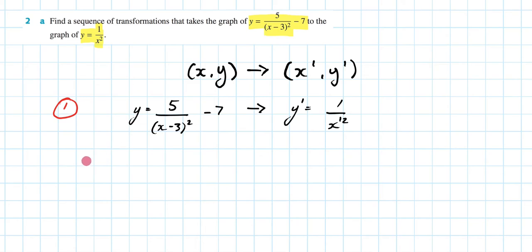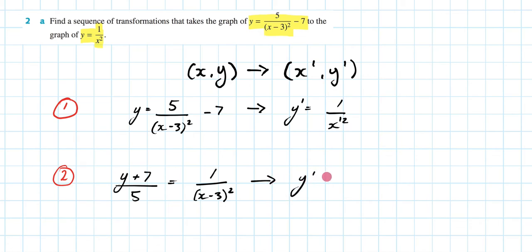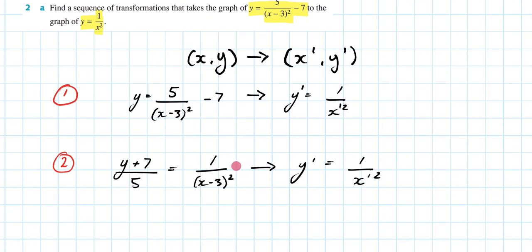My next step is rearranging. So this time I'm going to rearrange this. I'm going to add 7 to both sides, and I get y plus 7. Then I have this 5, so I'm going to divide by 5, which means I'm going to get 1 over (x minus 3) squared. Then we still have this on this side. Perfect.